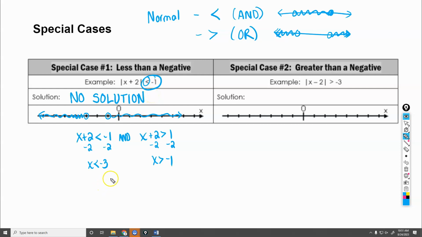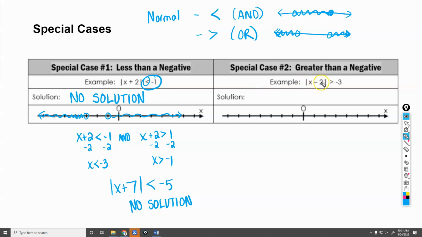So if I gave you a problem like this, x plus 7 is less than negative 5, what could you write automatically? That's a no solution. Because you can't be less than a negative number. So be on the lookout for that. It may happen. It's not going to happen a lot, but it might happen. All right, let's look at the other special case.